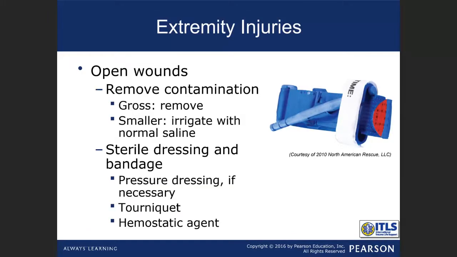With open wounds to the extremities, remove contamination. So if there is gross contamination, remove it. For small contamination, you may irrigate as protocol allows, but irrigation is not to be routinely done when controlling bleeding. It's only for extreme situations. I need to be guided by proper medical direction. Sterile dressing and bandage, pressure dressing if necessary, tourniquet, hemostatic agent.